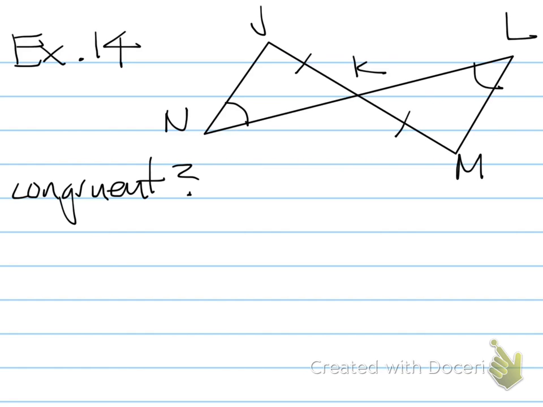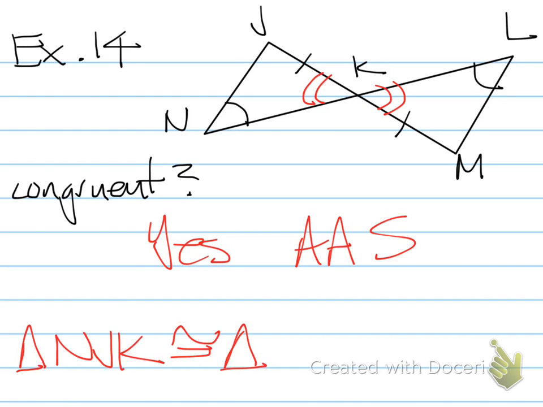First thing we should mark in this example are the two vertical angles in the middle. And then now we can conclude that these two triangles are congruent by angle, angle, side. Start by writing the congruence statement with the letters in alphabetical order on the left side, and then N corresponds to L, J corresponds to M, K corresponds to K.